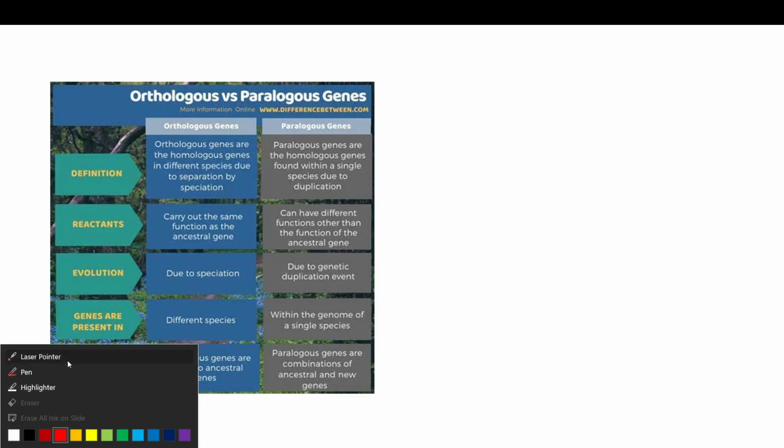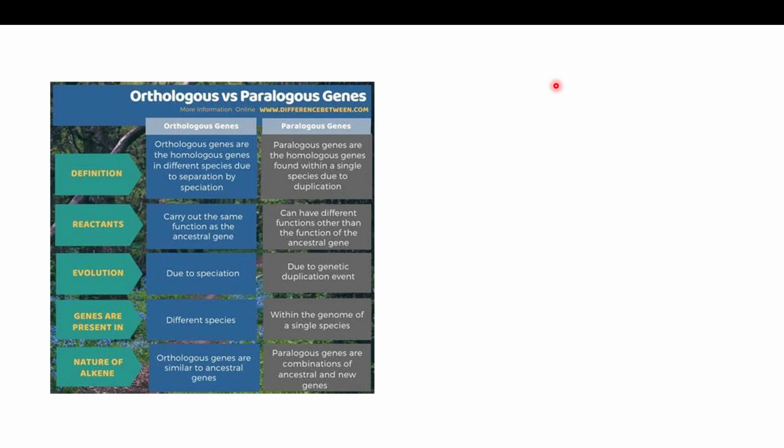Another thing to note is when we talk about orthologs and paralogs. Orthologous genes or orthologous proteins are the homologs in different species which eventually got separated by speciation, and paralogs are the homologous genes found within a single species but eventually got a little varied due to duplication. So orthologs carry out the same function as the ancestral gene from where they diverged, and paralogs can have different functions other than the function of the ancestral gene.